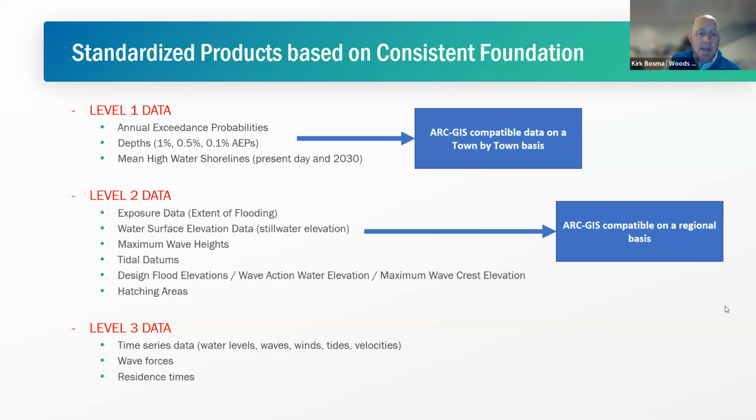And then level 3 data is kind of what we're going to touch on today. This is not publicly available, but there are some additional data sets that can be pulled and used for site-specific assessments for design purposes. And those are things like time series data of velocities, tides. You know, we have tide runs that go for periods of time, water levels, waves, all that information you can pull out of there. Wave forces, residence times, things like that.